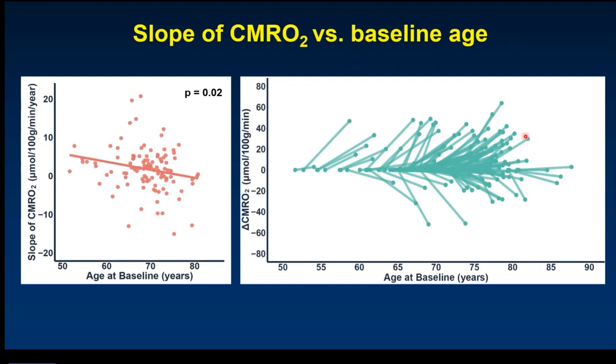The figure on the right-hand side also shows the same meaning. Here, one line corresponds to one individual, and the slope of this line is the slope of the CMRO2 change with time, and their baseline CMRO2 are corrected to 0. From this plot, we could see that when people get older, their CMRO2 will increase at a slower rate and even start to decrease.